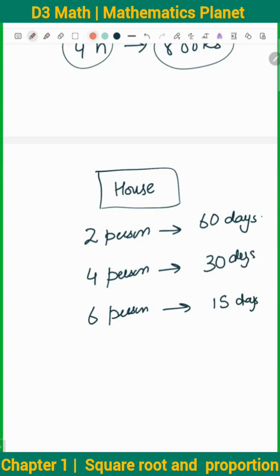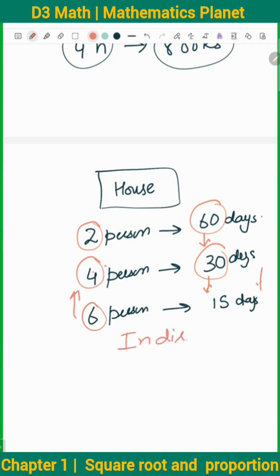Number of persons are increasing, 2, 4, 6. But the number of days, the time taken, is decreasing. So when one thing increases and the other decreases, this is called inverse or indirect proportion. Inverse proportion.